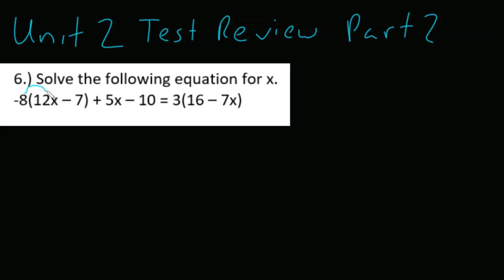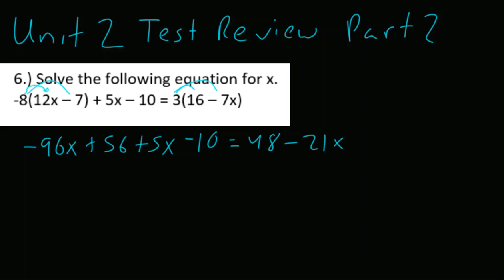So let's go ahead and distribute right here. We see negative 8 times 12x, which will give us negative 96x. We see negative 8 times negative 7, which will give us positive 56. And of course, I just dropped my 5x minus 10 is equal to. Now on the right side, I know 3 times 16 will give me 48, and 3 times negative 7x will give me negative 21x. From here, let's go ahead and combine our like terms.